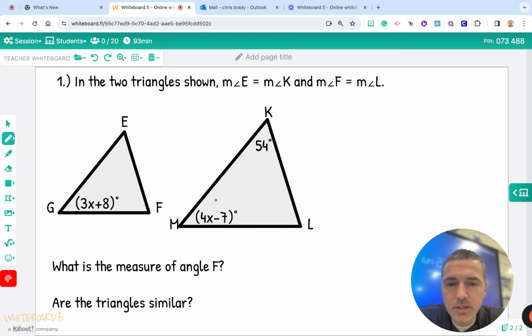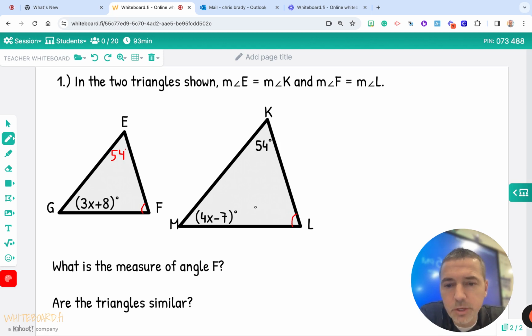So for the triangles to be similar, they need to have two pairs of equal corresponding angles. So let's take a look. The measure of angle E is equal to the measure of angle K. So it's saying this angle E is equal to 54, right? It tells us that in the directions. So we know that this angle is 54. And it says that F is equal to L. So these two that we don't know yet are equal.